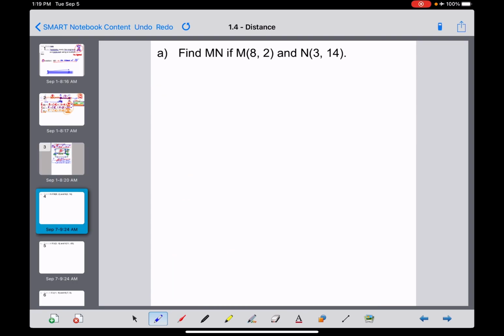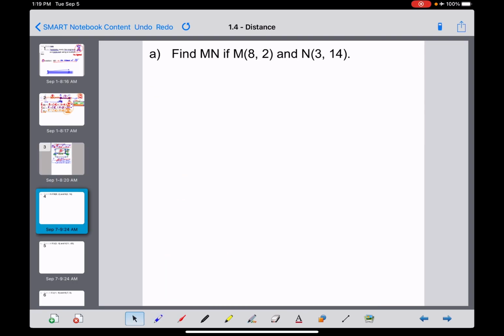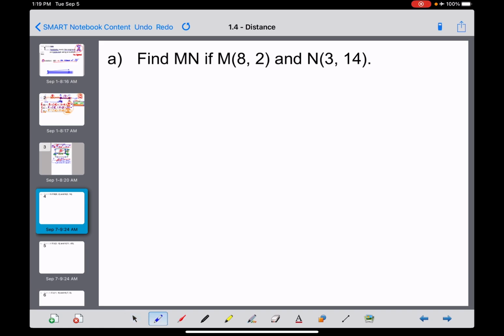I got 3 examples to work out with you here, guys. Let's walk through it. So here we go. We're going to start off by finding, how do we read this? The measure of MN. If M is given to you by the point (8, 2) and N is given to you by the point (3, 14). I am not going to graph this, everybody, because graphing is slow, it's tedious, and it's really not accurate. It doesn't really help us get the answer.